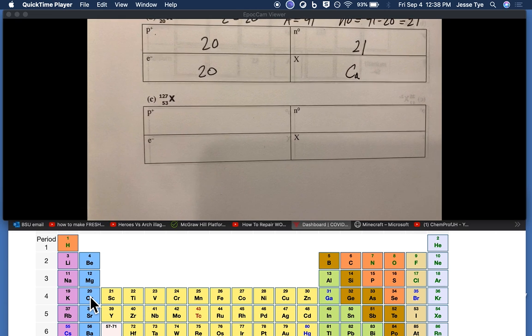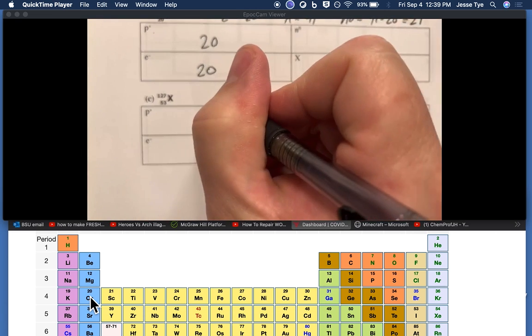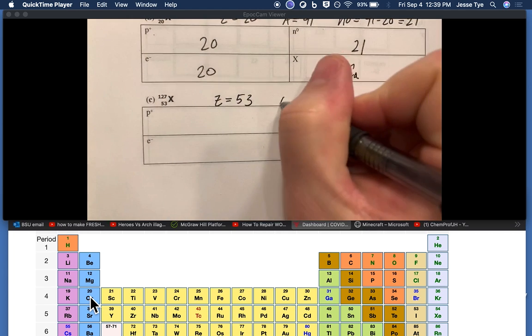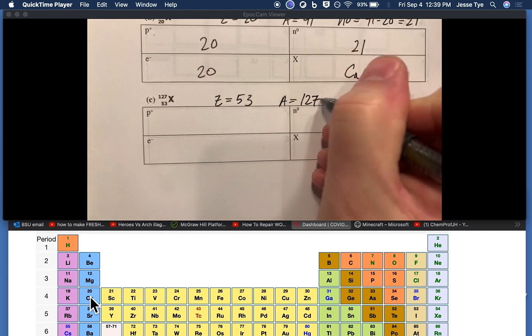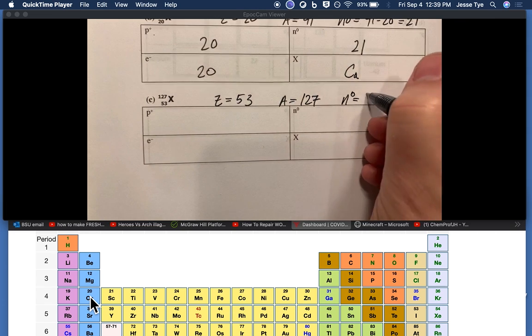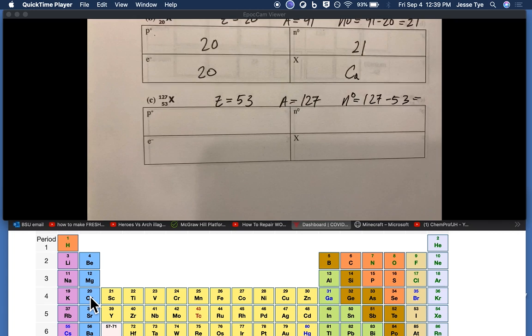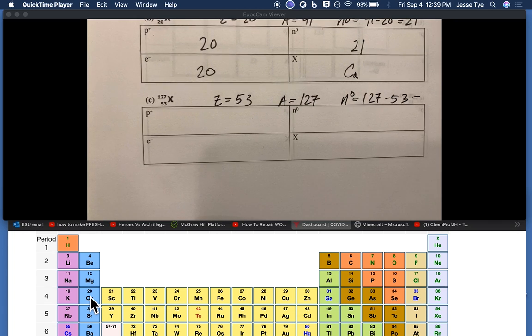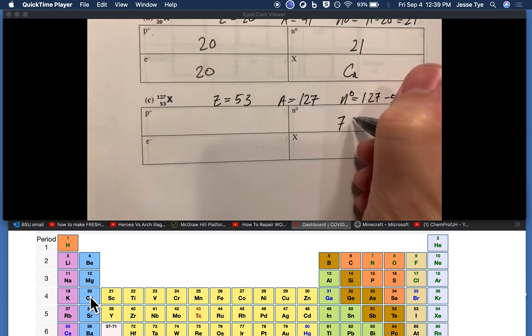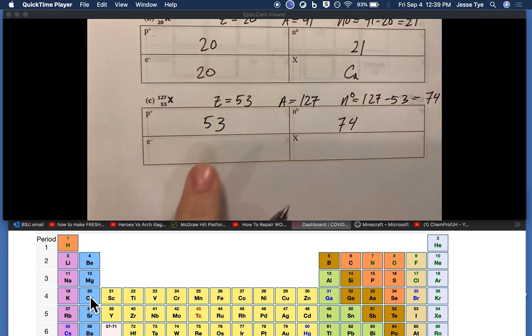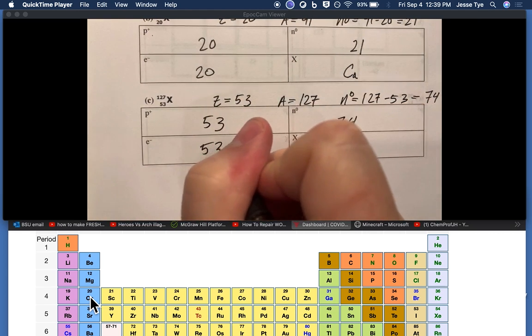One more. Z in this case is equal to 53. A is equal to 127. So the number of neutrons is equal to 127 minus that 53. I need the calculator for this one. 127 minus 53. So there's 74 neutrons. Number of protons they told us directly, 53. Again, there's no charge, so 53.